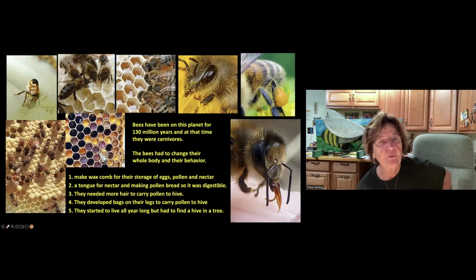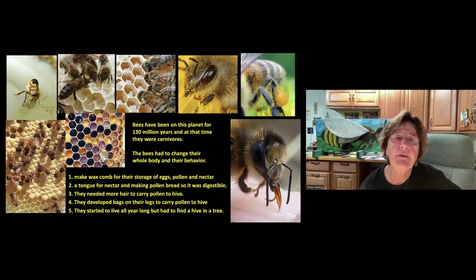Let's take a look at what happened 130 million years ago. You know, that's a long, long time ago. At that time, honeybees were carnivores because plants didn't have flowers the way they have now. Their flowers were nothing, and they didn't know they could eat flowers. So in order to start looking at pollen, their bodies had to change. They had to change their whole body and their behavior.